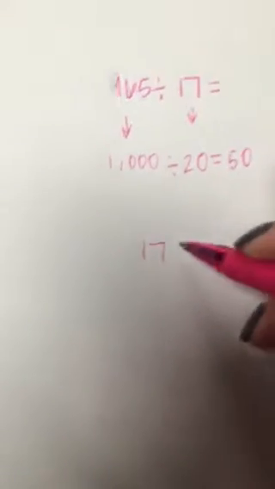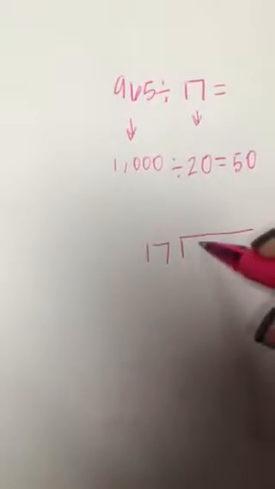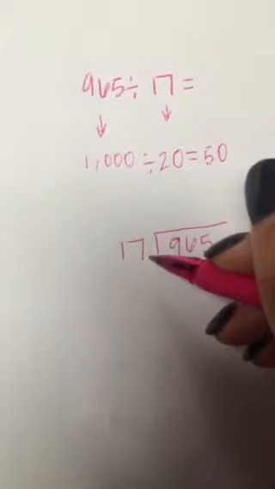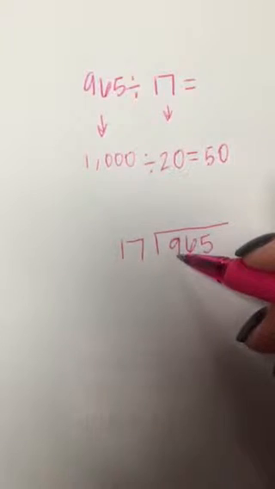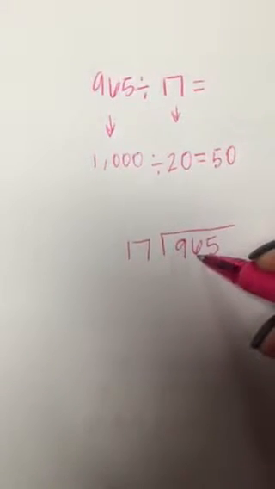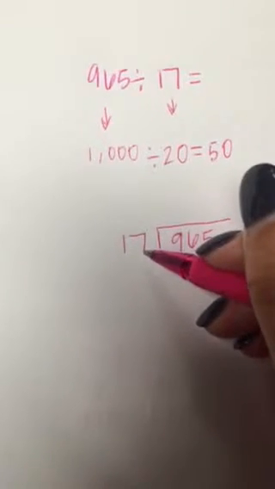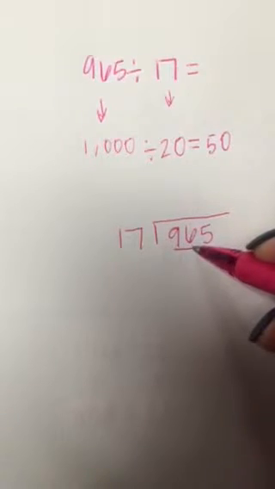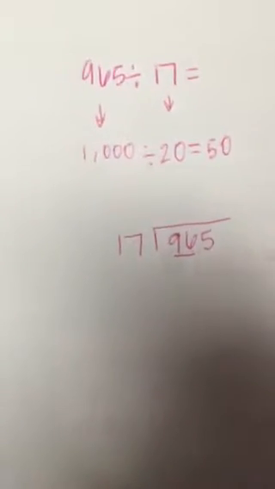So we're going to set up our problem. 17 divided by 965. With a multi-digit number, I know that it cannot go evenly into 9. So I'm going to go ahead and jump over to my tens place. And we're going to try and figure out how many times 17 can go into 96. Now I personally don't know that off the top of my head, so we're going to go over to the side here and do some multiplication work to see how many times it can go in there.